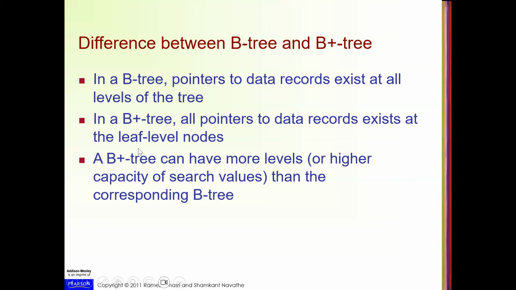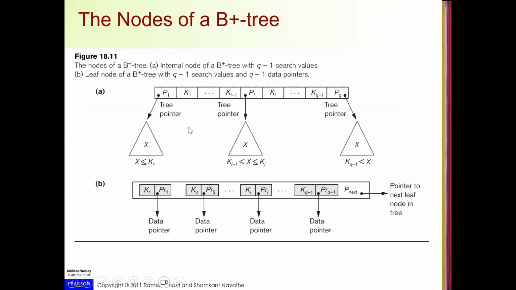Okay. Now in a B tree, pointers to the data exist at all levels of the tree, but in the B plus trees, they exist at the leaf level nodes. Okay, so now let us look into the node structure of the B plus tree.